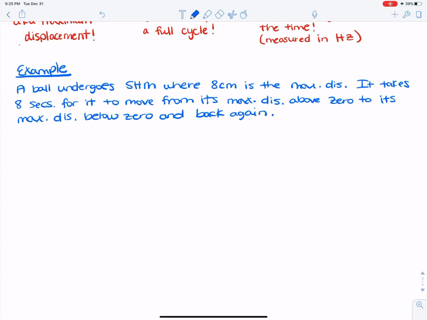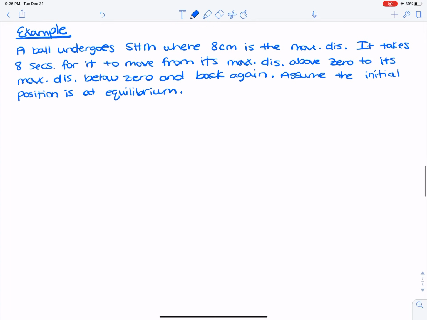Last thing. Assume the initial position, so that's just where the ball begins, is at equilibrium. Now, let's answer some questions. I have 4 questions I want to answer.